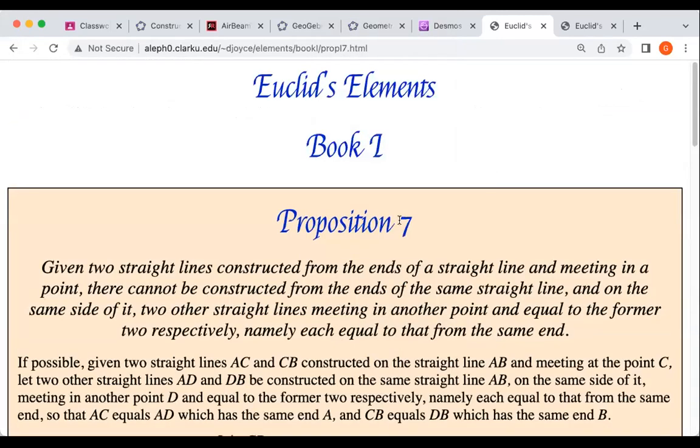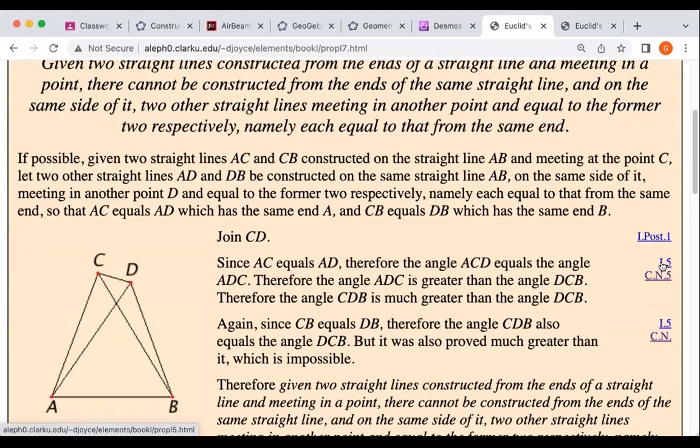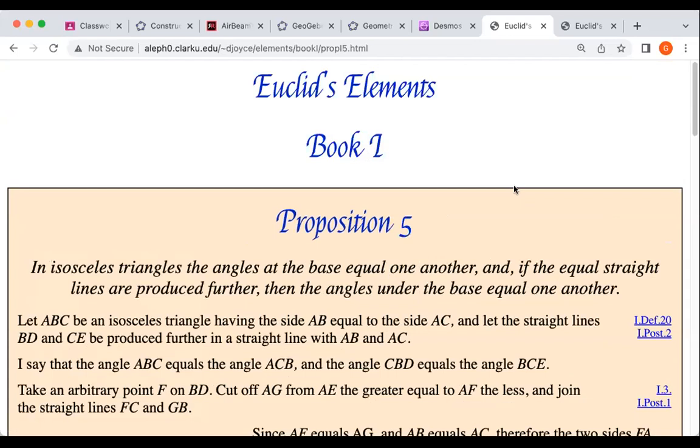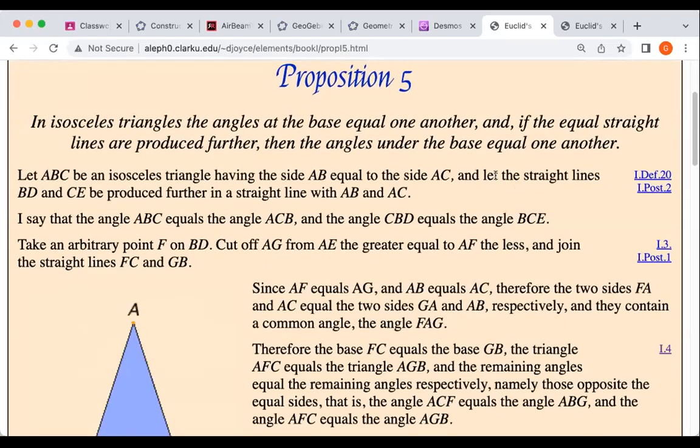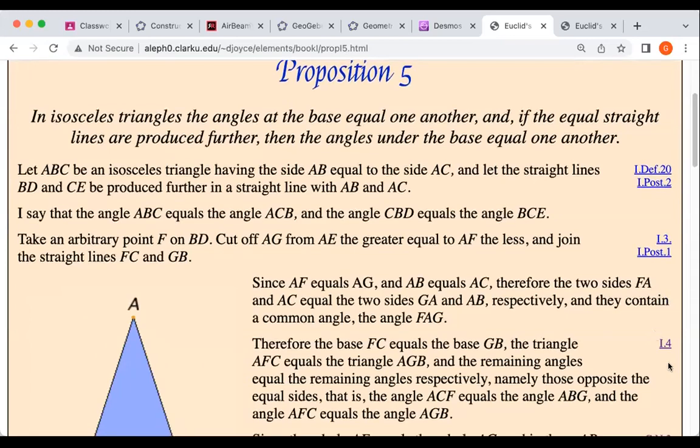1-7: if two straight lines meeting in a point are drawn from the same straight line and on the same side of two other straight lines. Well, this uses 1-5. What's 1-5? Oh, isosceles triangle. Okay. The isosceles triangle proof uses 1-4, the SAS thing. And then 1-5 is used in something that helps us prove 1-8.